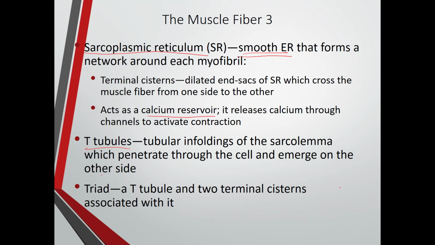They penetrate through the cell, deep into the cell, and emerge on the other side. And so they kind of wrap around the myofibrils and then allow this calcium to be released into the muscle and deep into the areas of the myofibrils that are deep in the muscle cell.